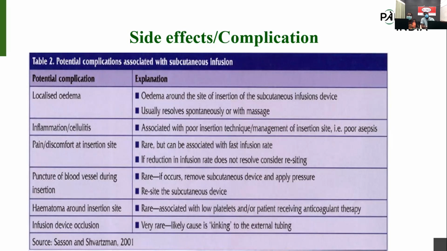Then pain or discomfort. If the patient has pain or discomfort at the pricked area, it's rare because we already mentioned the rate of the infusion: a maximum of 20 drops or 1 ml per minute only. That's the maximum rate for the infusion. If the rate is more, it may cause pain. We need to ensure that, and if so, we need to reduce the infusion rate.